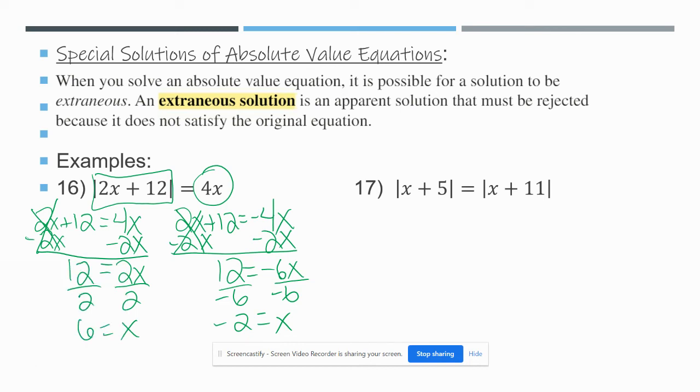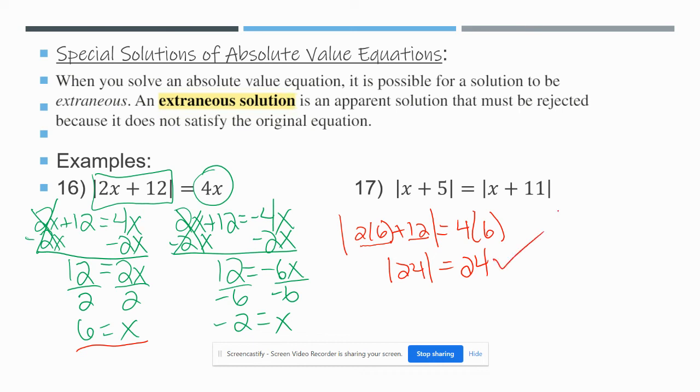All right, so we got two solutions. But if I plug these in for x to check my solution, this is what happens. I'm going to start with the 6. So we have the absolute value of 2 times 6 plus 12 is equal to 4 times 6. Well, this is the absolute value of 12 plus 12, which is the absolute value of 24. Is the absolute value of 24 equal to positive 24? That's true.